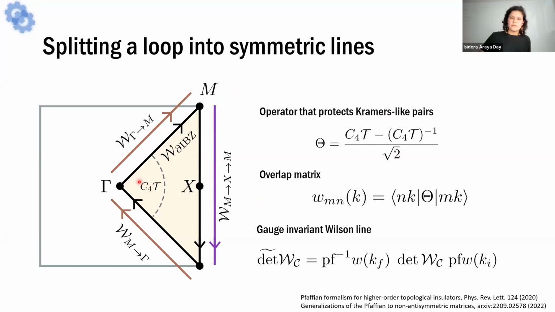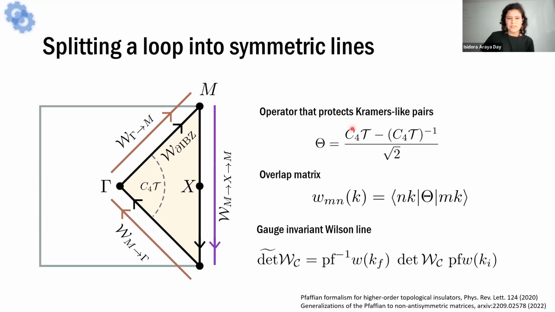However, Wilson lines are not gauge independent. And I think this is the main issue in the construction, that if one simply splits the Wilson loop into 3 lines, then there's a gauge dependent expression, and that doesn't really make sense. So one way to solve the problem is to consider a theta operator.